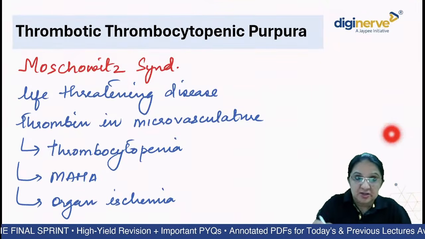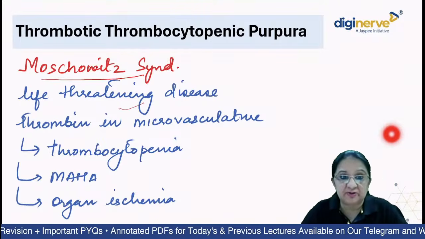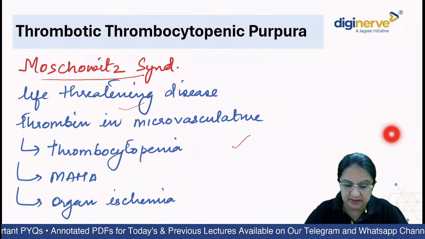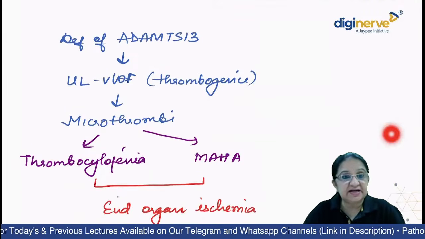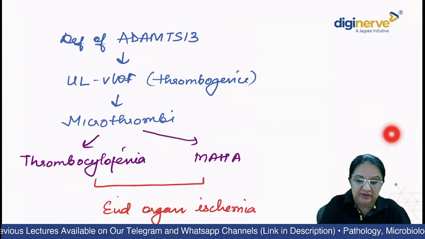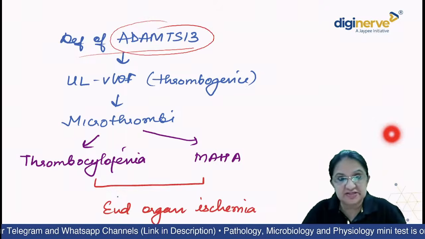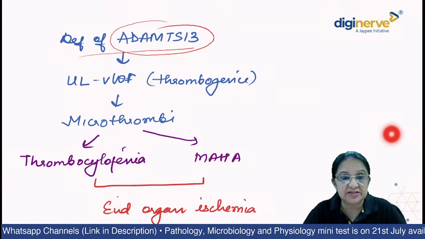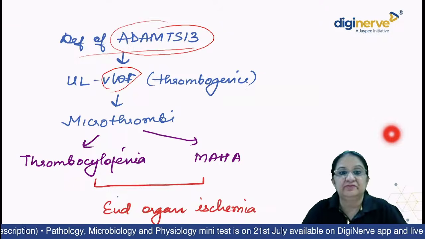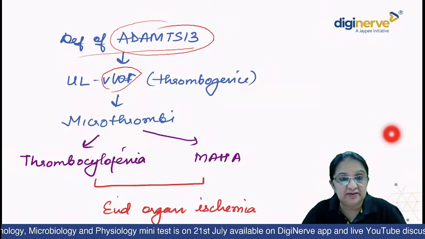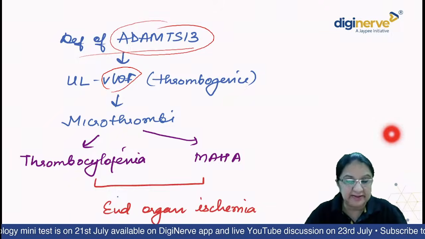Now, coming to TTP. TTP, also known as Moschcowitz syndrome. It's a life-threatening disease. You see thrombi in the microvasculature, resulting in thrombocytopenia, microangiopathic hemolytic anemia, and organ ischemia. The basic deficiency here is deficiency of your enzyme ADAMTS13. What does ADAMTS13 do? It basically breaks your von Willebrand factor. So the ultra-large von Willebrand factor is present, which is thrombogenic, and it causes microthrombi.